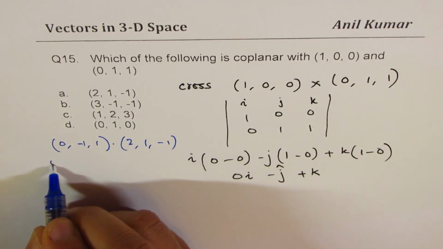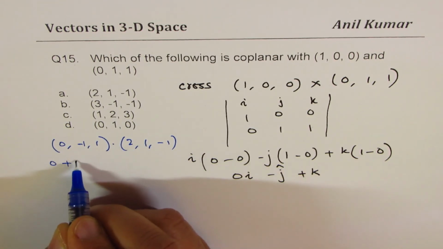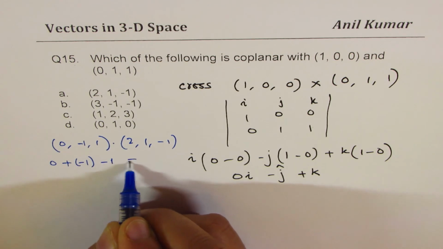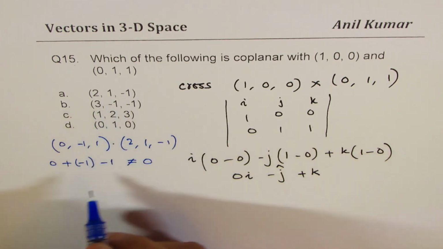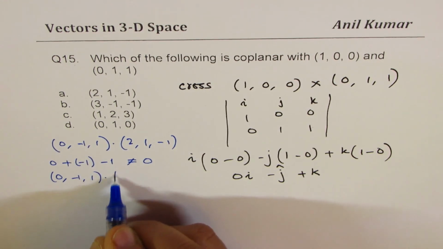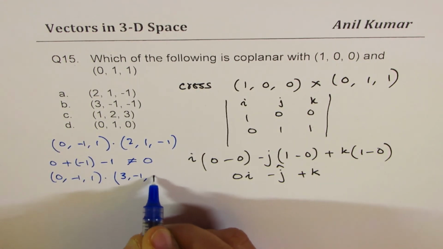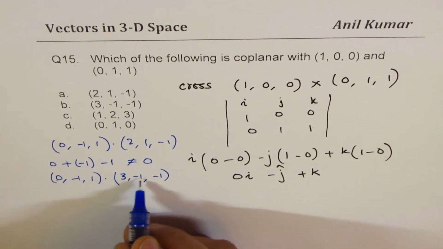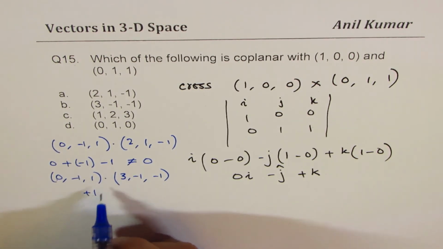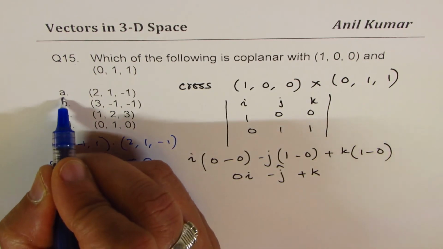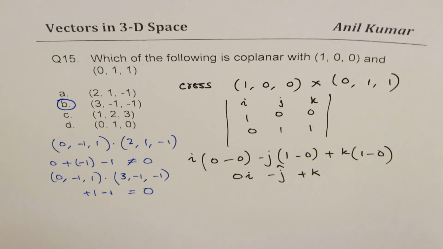What do we get? This is 0 plus minus 1, and this gives you minus 1, so that is not equal to 0. Let's do it with (3, -1, -1). So we have (0, -1, 1) dot (3, -1, -1). That is 0, and here we get minus and minus is plus 1, and minus 1 plus 1 is minus 1, and this is equal to 0. So option B is the right option, right?